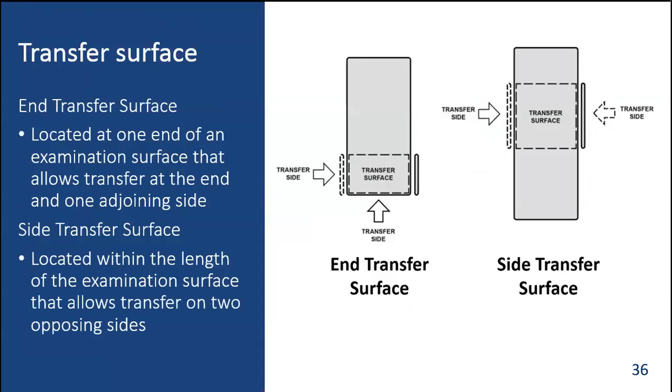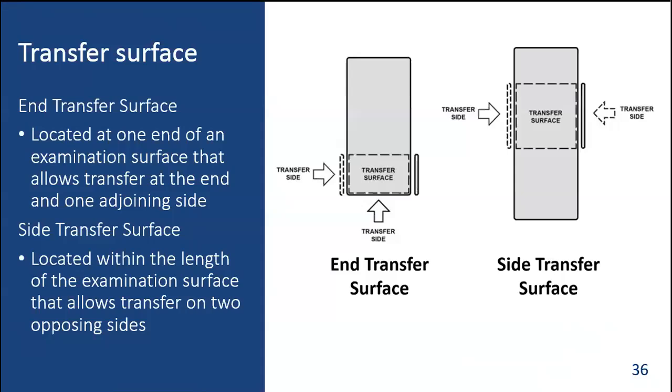There are two types of transfer surfaces: end transfer surfaces and side transfer surfaces. An end transfer surface is defined as a transfer surface located at one end of the examination surface that allows patient transfer at the end and one adjoining side of the examination surface. The diagram labeled end transfer surface shows arrows indicating the transfer direction. One arrow is located at the end or foot of the examination table, and the other arrow indicates a transfer direction coming from the side that adjoins the end. In this case, it's the left side. It could also be the right side.